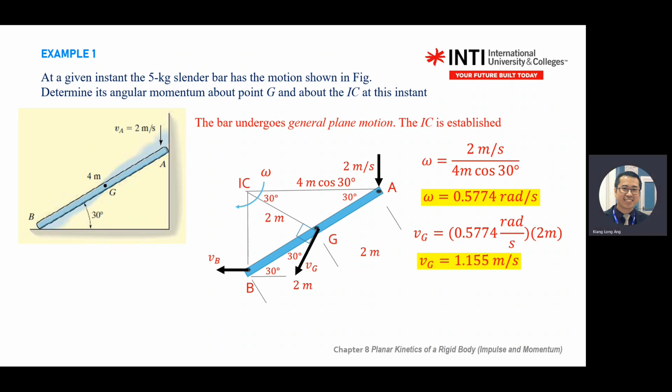So once you find your Vg, you can find your angular momentum. Angular momentum at the center of gravity, Ig fixed already, H equal to I omega, but in G location. So we will use angular momentum. We will use H, capital H, for angular momentum.